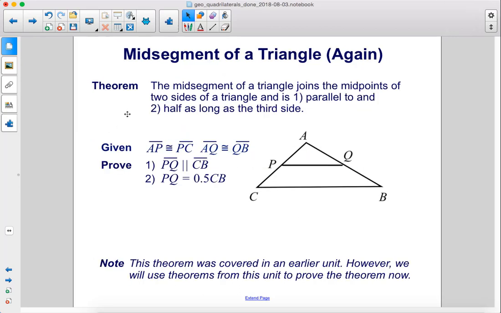Theorem. The midsegment of a triangle joins the midpoints of two sides of a triangle and is parallel to and half as long as the third side. Given that AP is congruent to PC and AQ is congruent to QB, prove that PQ is parallel to CB and PQ equals 0.5 CB. So the length of PQ equals half the length of CB. Note, this theorem was covered in an earlier unit. However, we will use theorems from this unit to prove the theorem now.